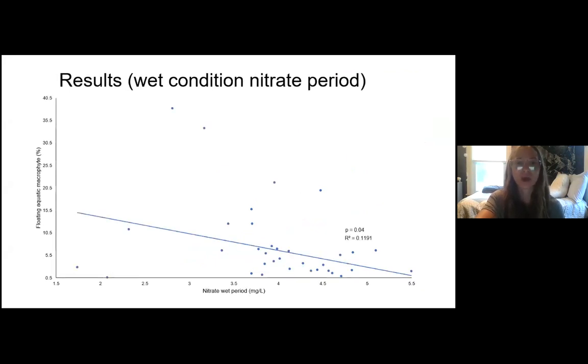Now moving on to wet condition nitrate periods. So these are the higher nitrate concentration ratings. The first significantly related variable was floating aquatic macrophytes. So this shows a negative relationship, which actually doesn't corroborate with a lot of the scientific research that has been done in eutrophic waters.